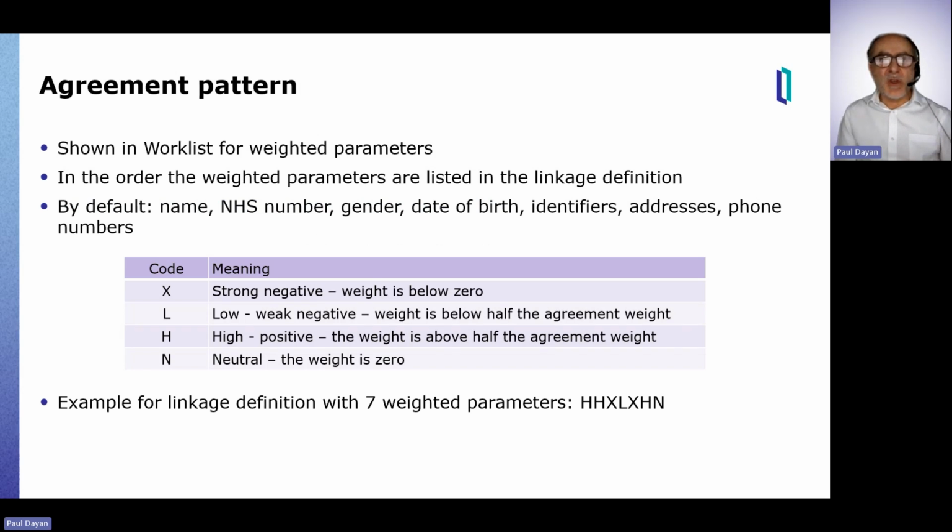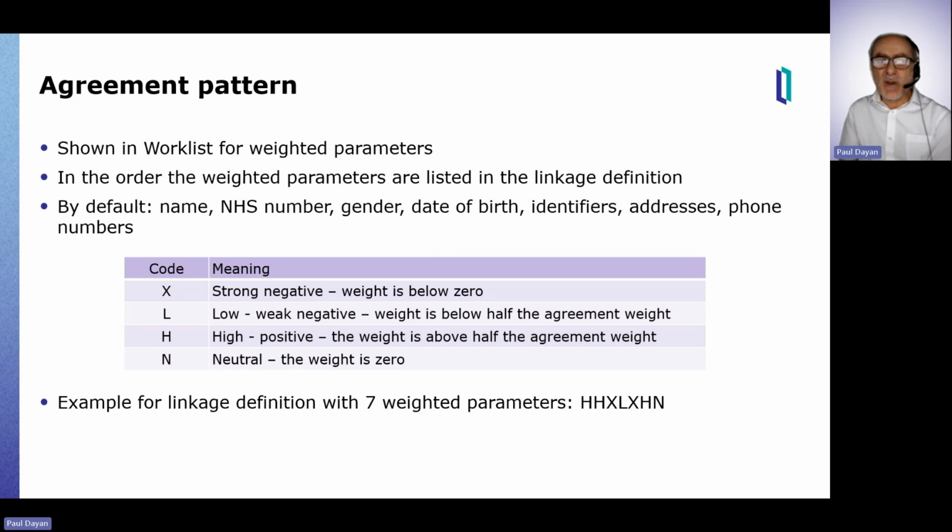When we come to look at the work list in part 2, we will see that one of the columns displayed for the classified records is an agreement pattern. This is a shorthand for the results of the weighting calculations for the linkage parameters in the linkage definition. It is a string with a single character for each weighted parameter in the order that the weighted parameters are listed in the linkage definition.